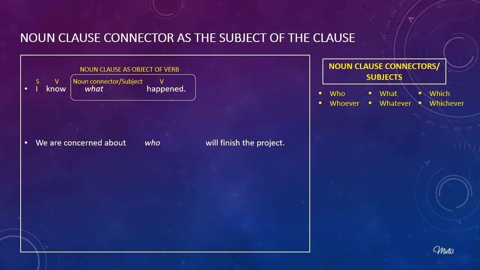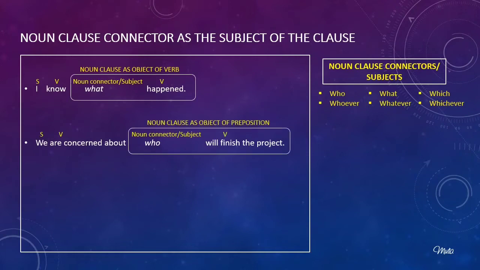The second example, we are concerned about who will finish the project. The noun clause who will finish the project is the object of the preposition about. The noun clause who will finish the project consists of who as the noun clause connector and also the subject, followed by the verb will finish.